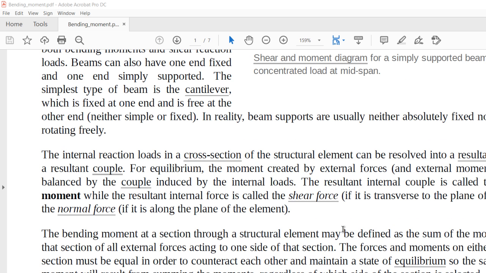The bending moment at a section through the structural element may be defined as the sum of the moments about that section of all the external forces acting to one side of that section. The forces and moments on either side of the section must be equal in order to counteract.